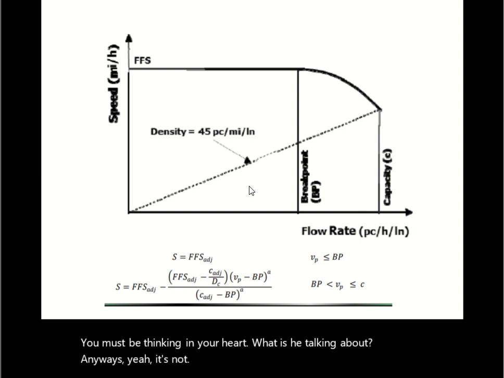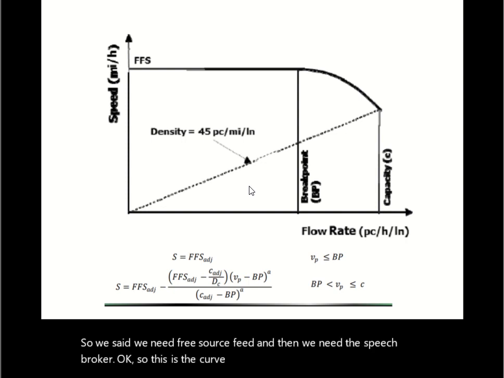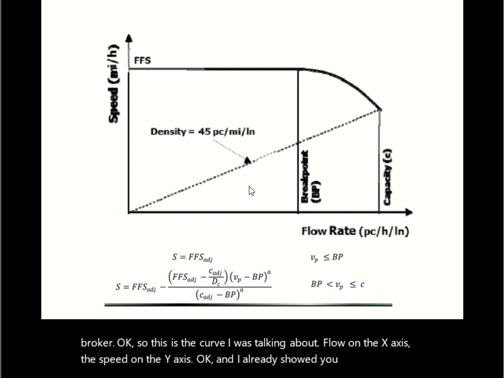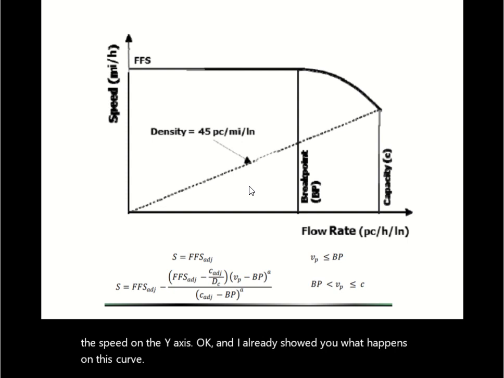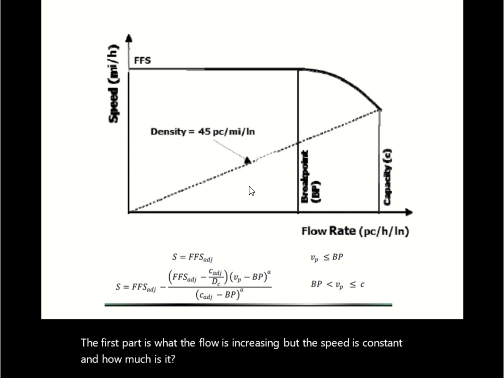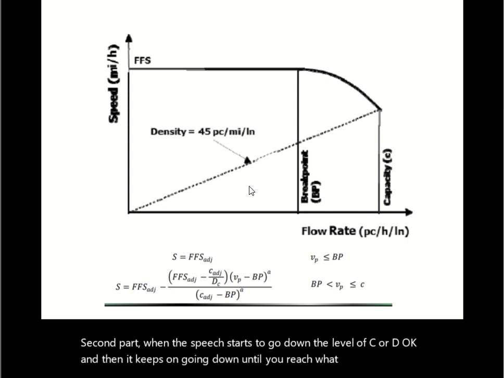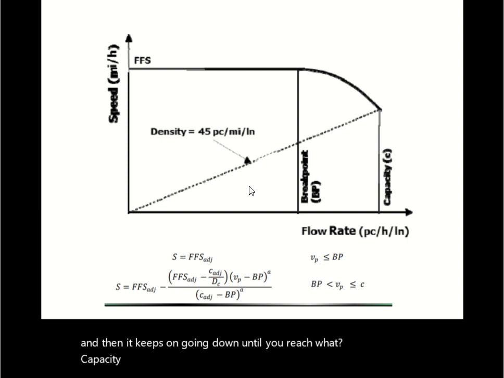So we said we need free flow speed and then we need the speed flow curve. Okay, so this is the curve I was talking about: flow on the x-axis, speed on the y-axis. I already showed you what happens on this curve. The first part is what? The flow is increasing, but the speed is constant. And how much is it? Free flow speed. Second part, when the speed starts to go down, the level of service C or D. Then it keeps on going down until you reach what? Capacity.